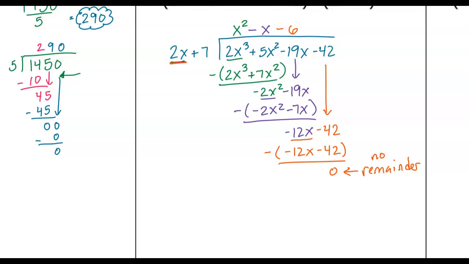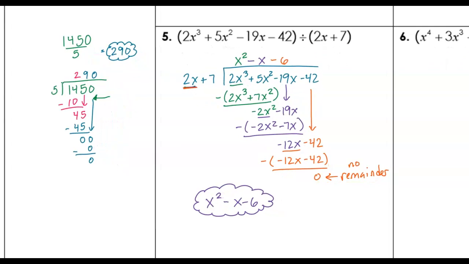So my answer to this question is x squared minus x minus 6. Which does make sense because my leading term had been an x cubed. I divided out an x, so my leading term should be an x squared, which it is. Any questions so far on this long division?